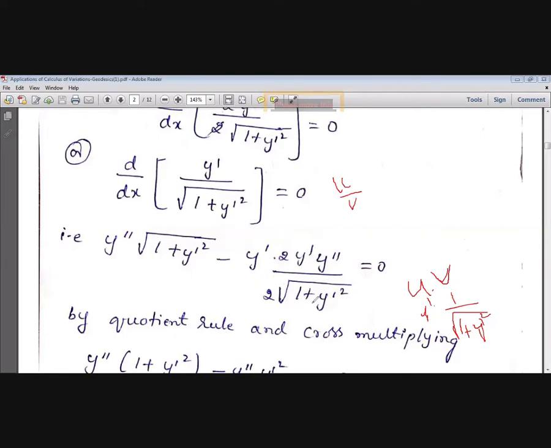Now cross multiply this. Before cross multiplying, cancel out this, multiply this and this. So this and this will get cancelled. Whole divided by this will happen. So cross multiply means this will become 0. Okay, this much will be left.